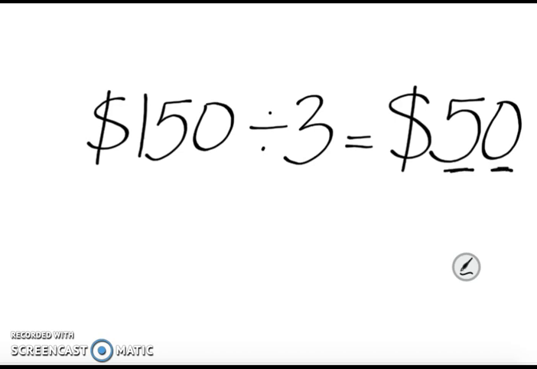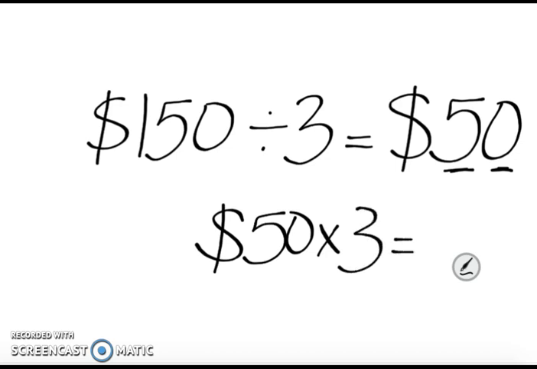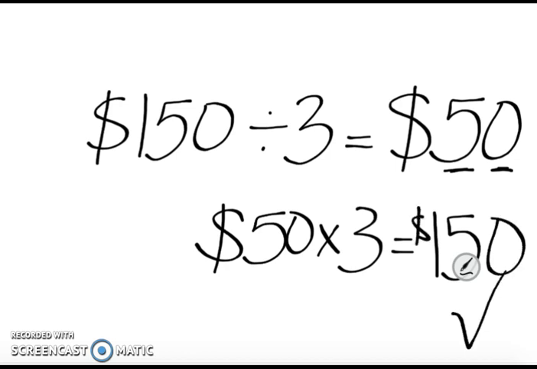Now let's double check this one. Okay, take $50 times 3. Let's see if we get $150. What's 5 times 3? 15. And add that 0 back on. $150. It worked. Good job, you guys.